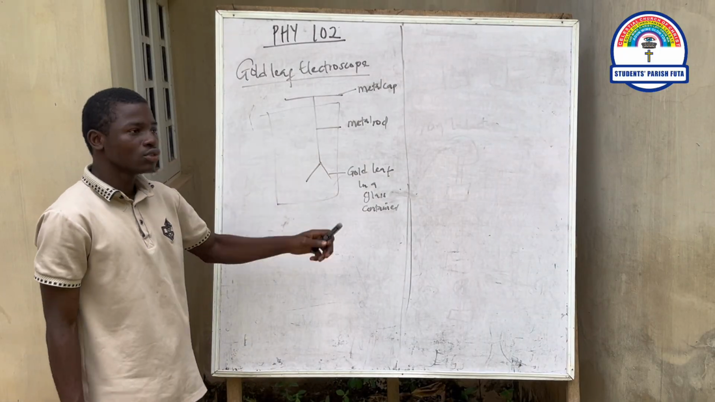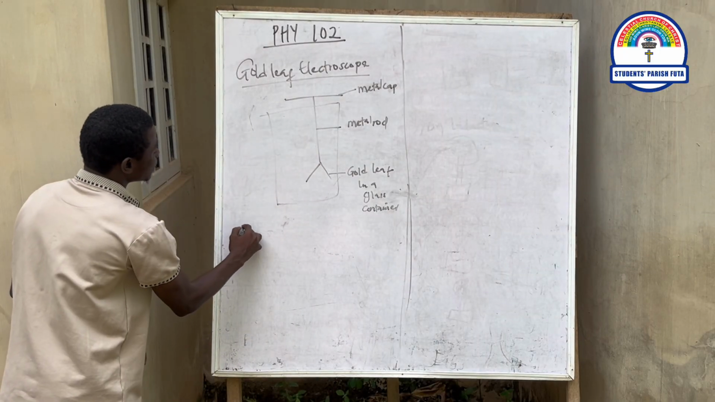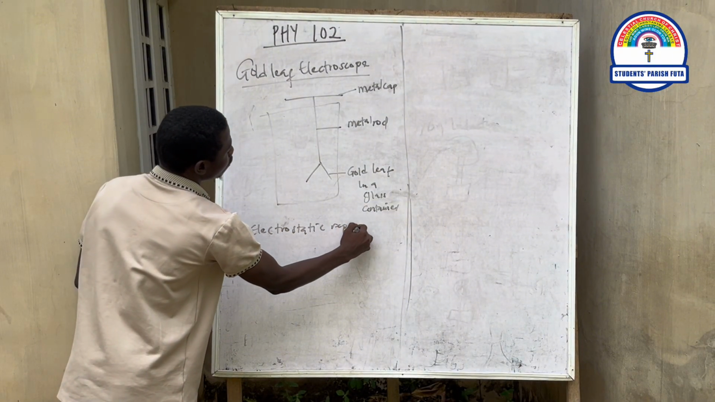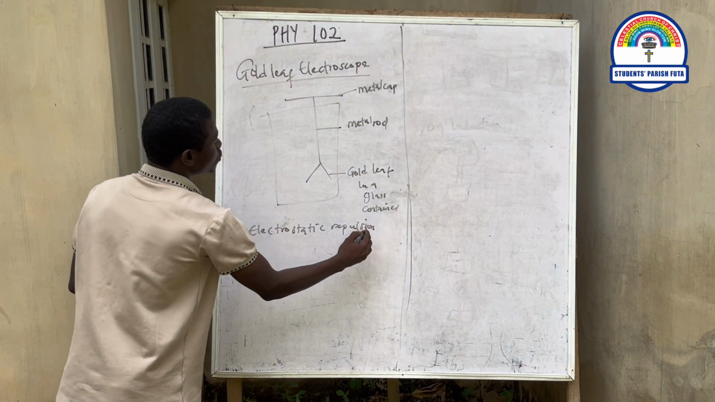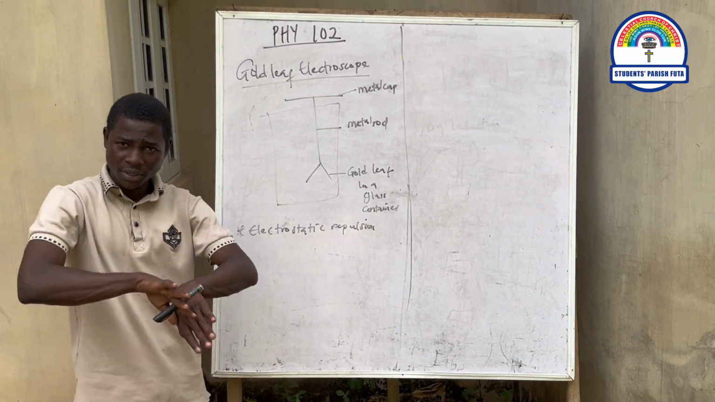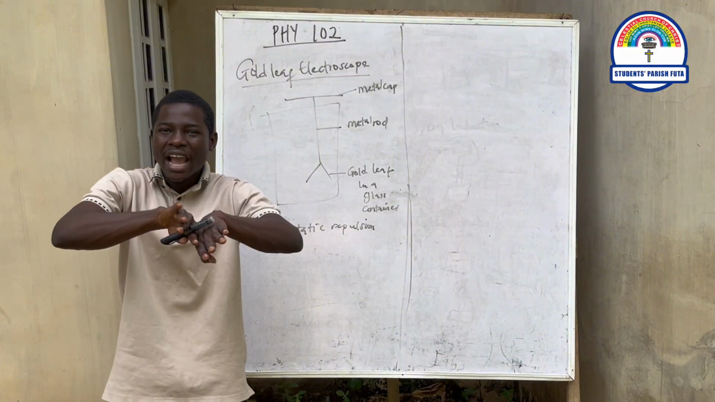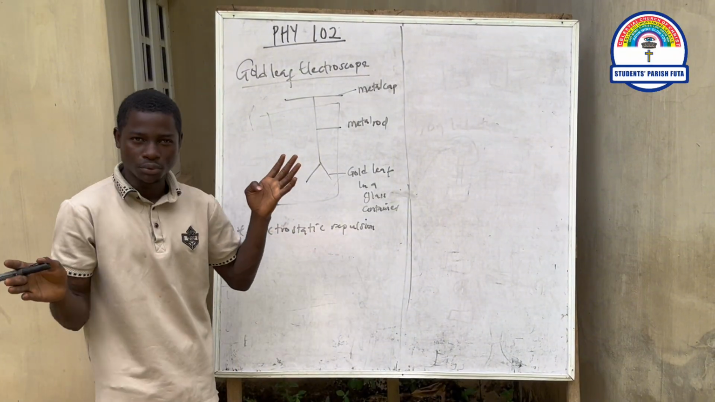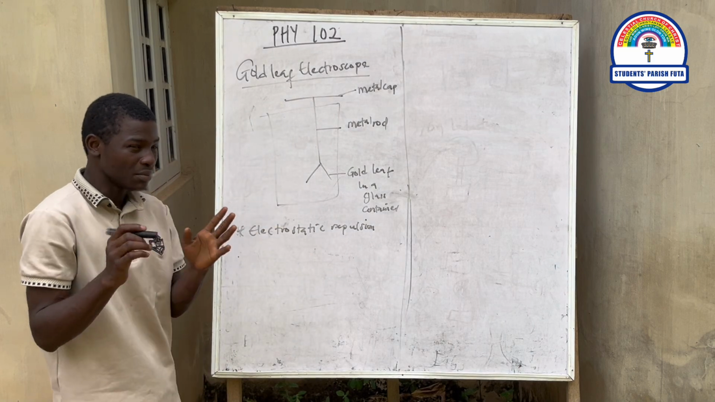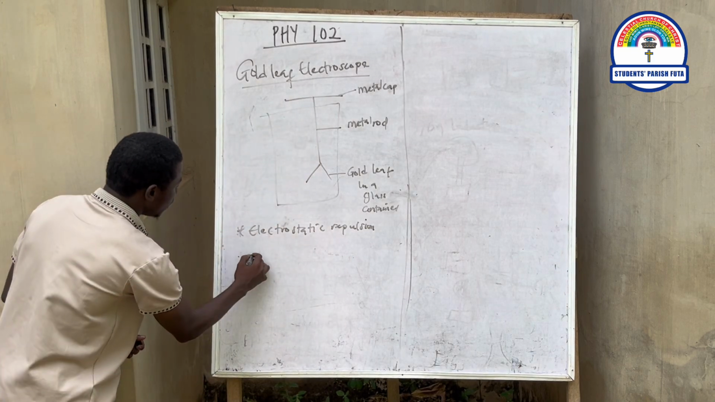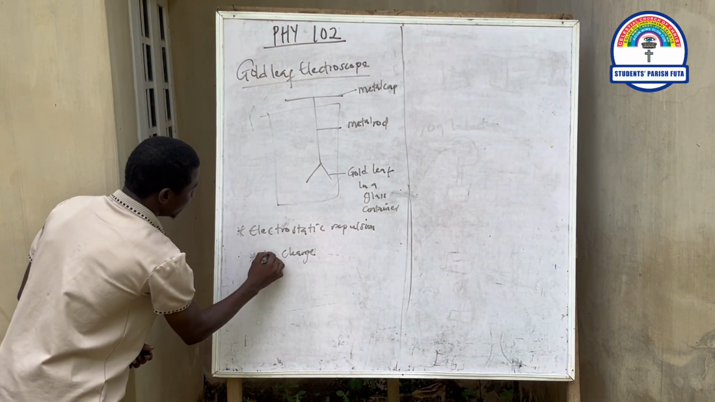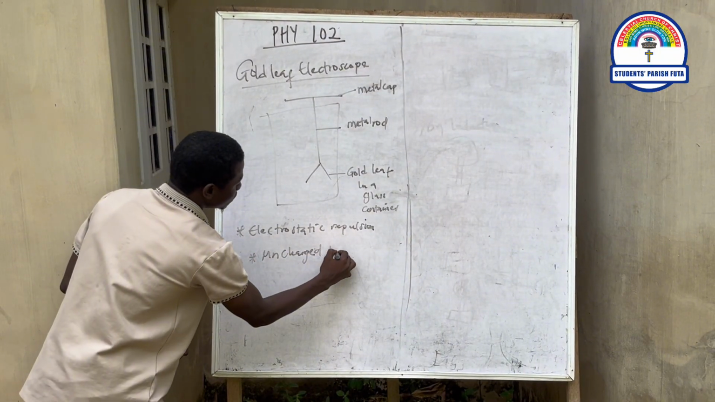Now this gold leaf electroscope works on the principle of electrostatic repulsion, and we already spoke about this. Repulsion means repel. So electrostatic repulsion means like charges repel. So it is working on that principle. If you know the charge of an object, okay, so let's take it a little bit by bit. Now, how does this work? Let's start with no charge on an object, an uncharged object, uncharged body.